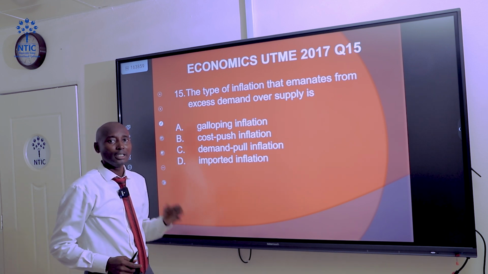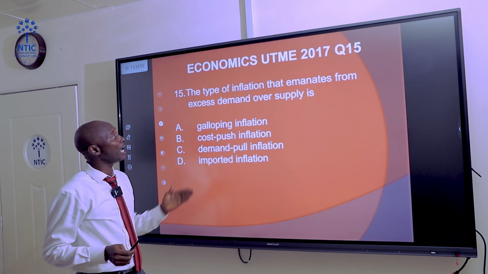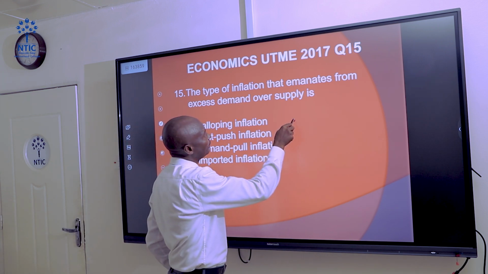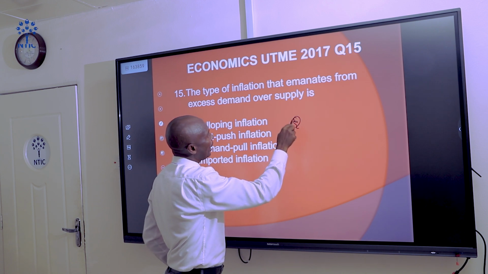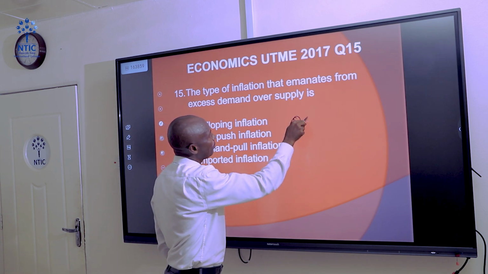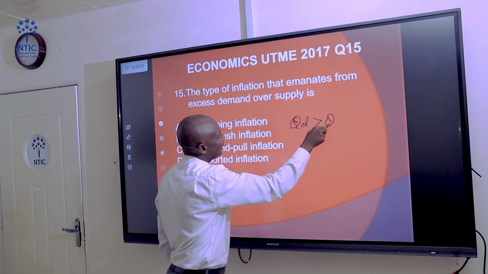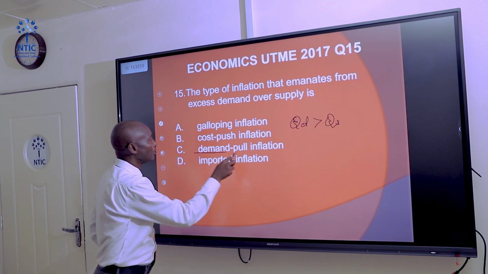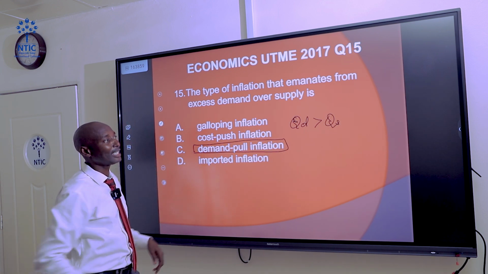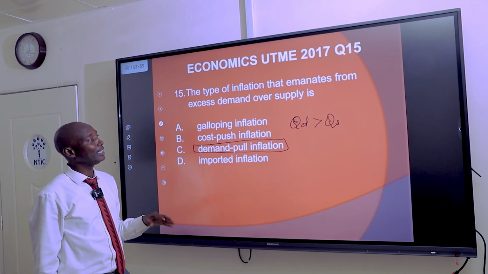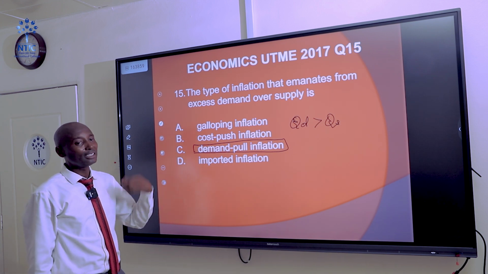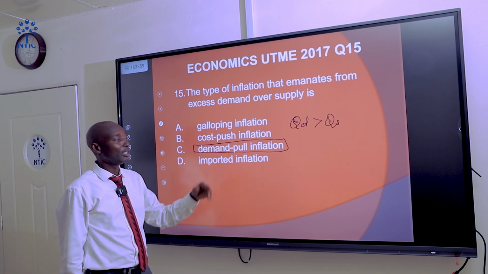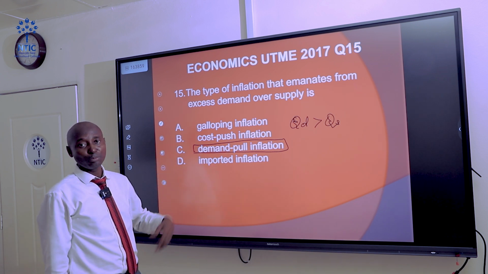Question 15. The type of inflation that emanates from excess demand over supply. Meaning that excess demand over supply. Demand is greater than the supply. So we have it as demand pull inflation. At any time when the quantity demanded in the market, we have excess demand than what is supplied, it triggers inflation. It's referred to as demand pull inflation.